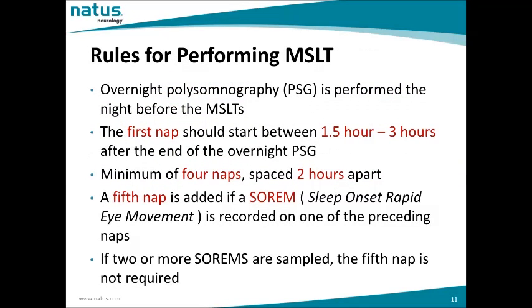So what are the rules for performing MSLT? Firstly, an overnight PSG is performed the night before the MSLT study. The first nap should start between 1.5 hours to 3 hours after the end of the overnight PSG study. There will be a minimum of 4 naps spaced 2 hours apart. A fifth nap is added if a SOREM, sleep onset rapid eye movement, is recorded on one of the preceding naps. If 2 or more SOREMs are sampled, the fifth nap is not required.